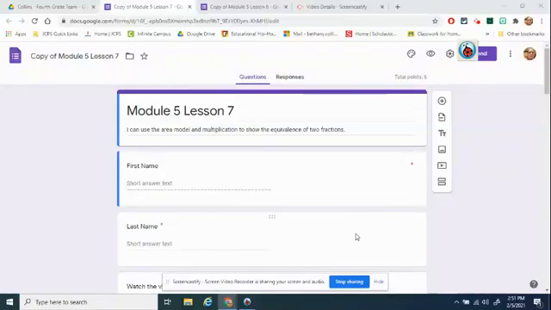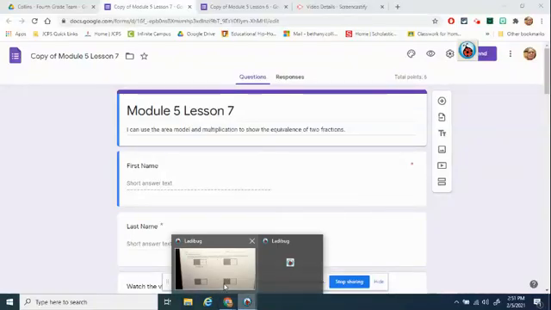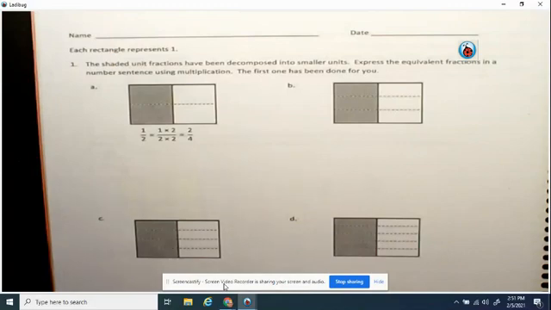Alright guys, this is what we've been working on for the past 2 days. We are on lesson 7. We are using area model and we are decomposing these fractions to show equivalence.